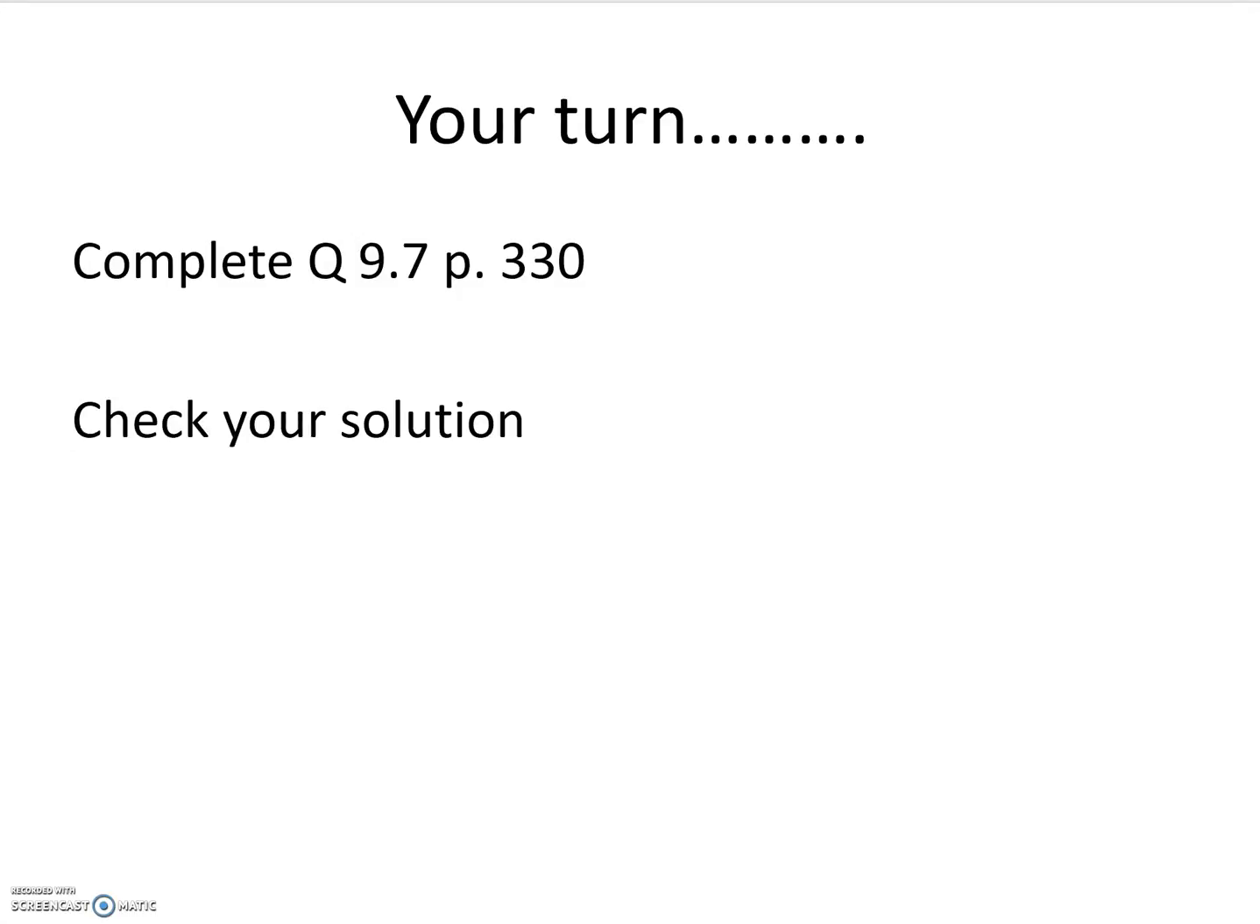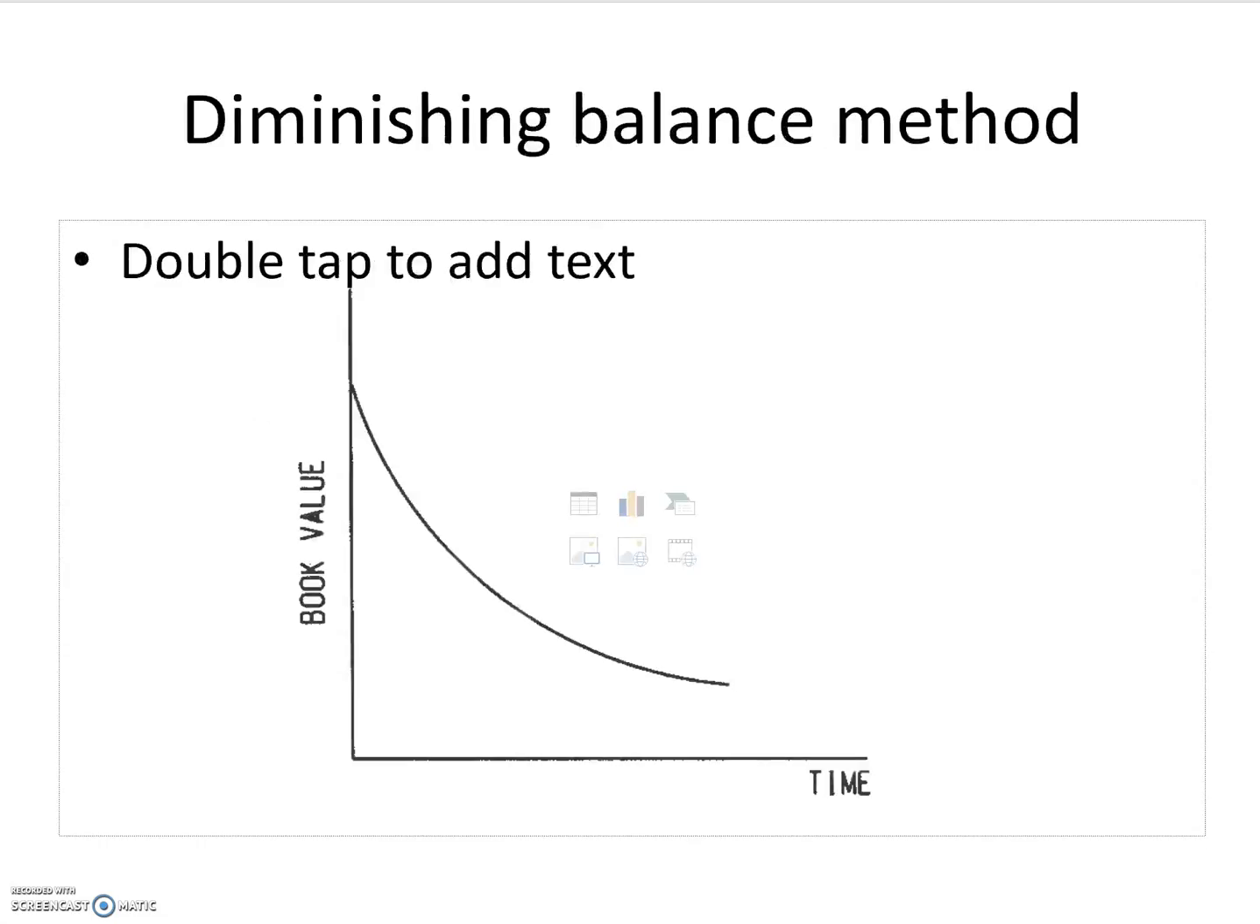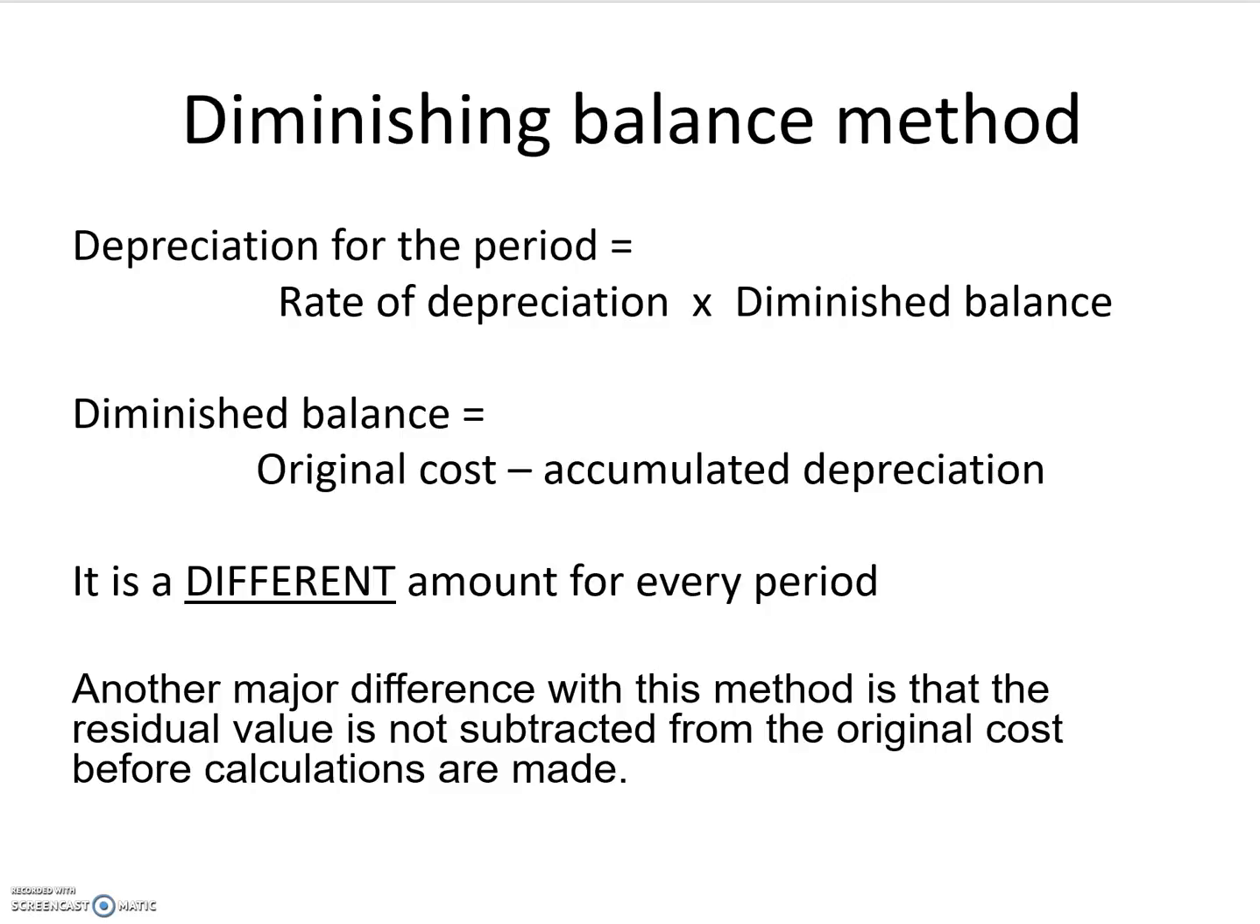All right, I just want to go through the next one as well. So the next type of depreciation that we're going to work with is something called diminishing balance. And what happens with that is we have more depreciation at the earlier part of the depreciation time period and less later on.